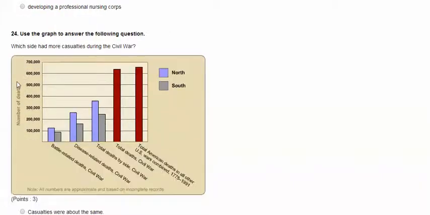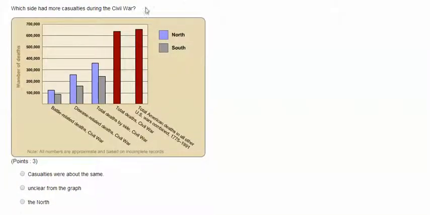In number 24, you're going to use the graph to answer the following question. Which side had more casualties during the Civil War? Remember that casualties can mean injuries and deaths. So we have our chart here with the North and the South, North depicted in blue, South depicted in gray. Your options are casualties were about the same, unclear from the graph, or the North. So which side had more casualties during the Civil War?